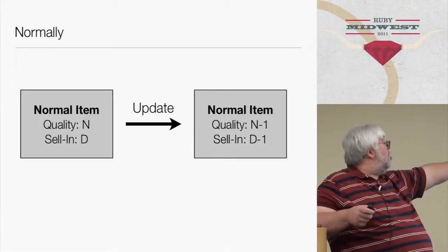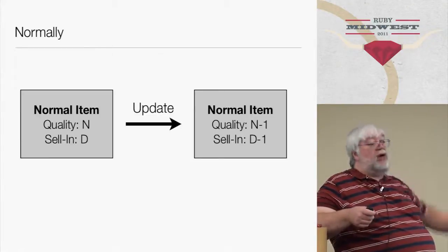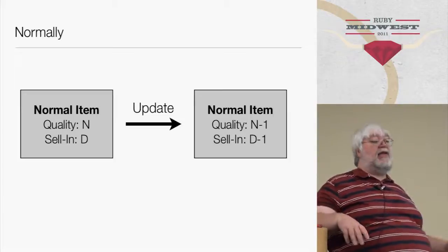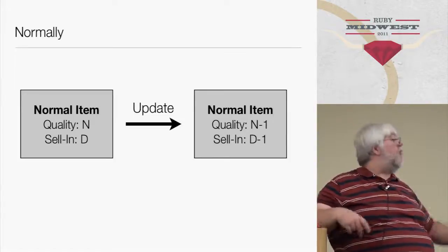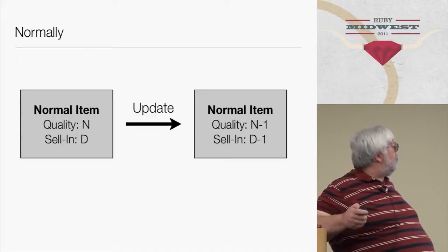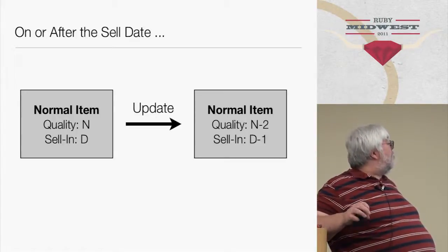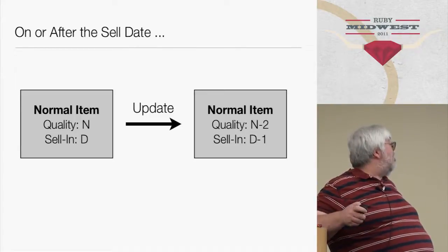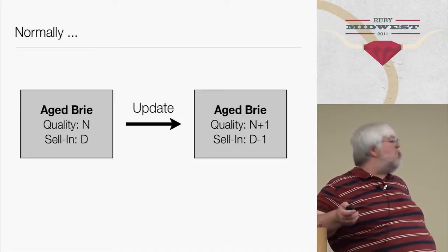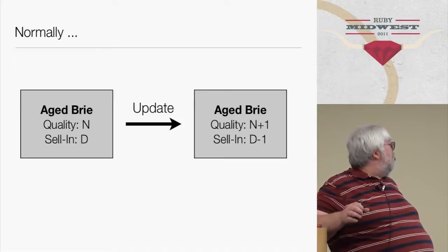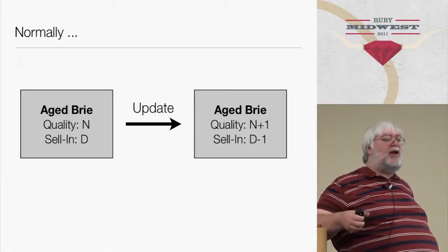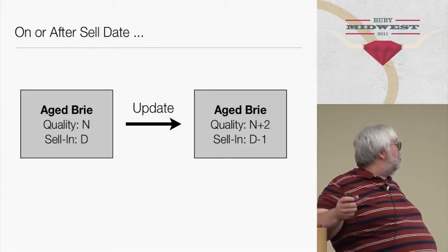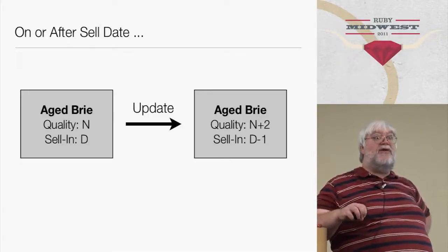So under normal conditions, a normal item, when you update it on a daily basis, the quality should go down by 1 tick, and the sell-in date, the number of days you have left to sell it, has to go down by 1 day. However, if you're on or after the sell date, the quality goes down by 2 rather than 1. And that's for normal items. But you have special items like aged brie, where the older it gets, the higher the quality. So the quality goes up for aged brie items. And when you hit the sell date, it goes up by 2, so it gets even better.